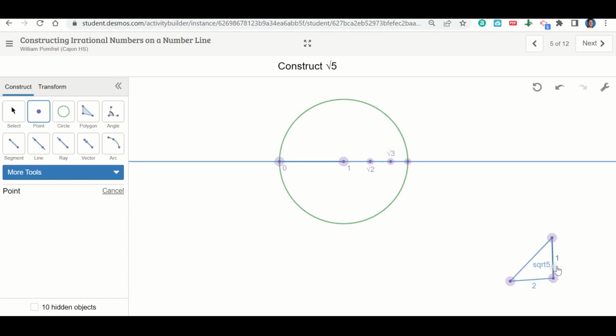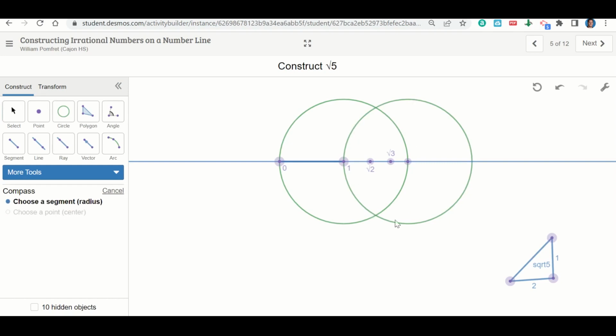Now I just need to copy this and make it be 1. So I'm going to use my segment tool here to connect this point and get my radius. Then I'm going to use the compass tool to copy it over here to 2. So just like that.